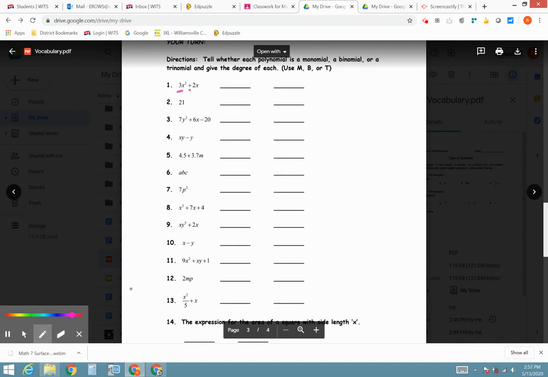So 1, 2 terms. That's a binomial. Highest exponent I see is a 2. Okay, this is a monomial. There's no variable there, so its degree is 0. 3 terms, trinomial. Highest exponent is 2. 2 terms is a binomial, and it's degree 2 because there's x to the first, y to the first, and 1 plus 1 is 2.